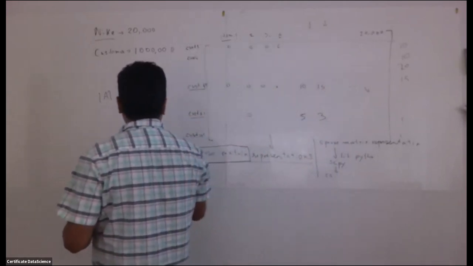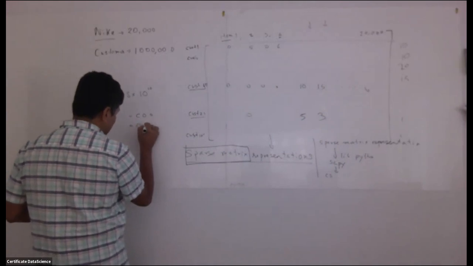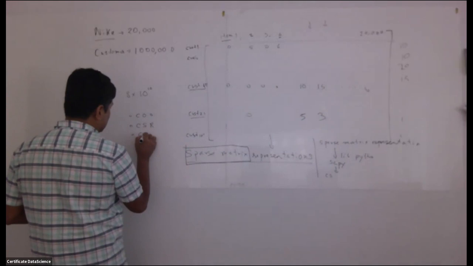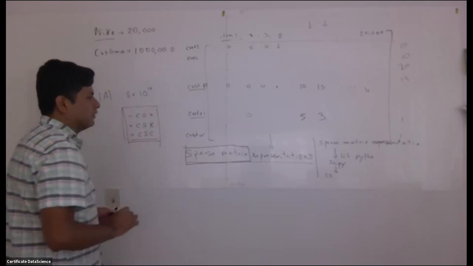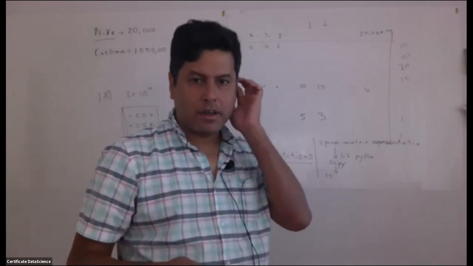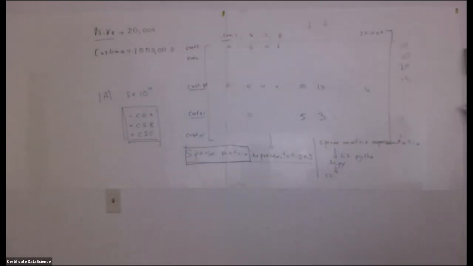And specifically, we'll be focused on three. This is called coordinate form, CSR, and CSC. I'll explain what these mean. And I'll also show you how to measure memory. Okay, so let's go over to our computer screen. Any questions so far? Okay, great.